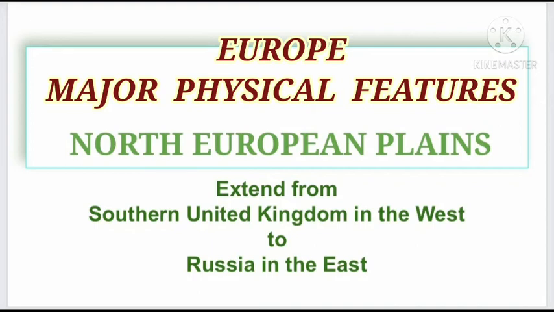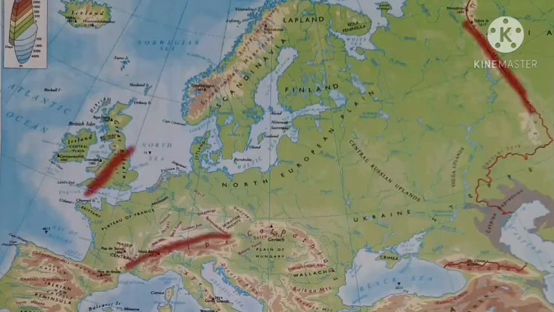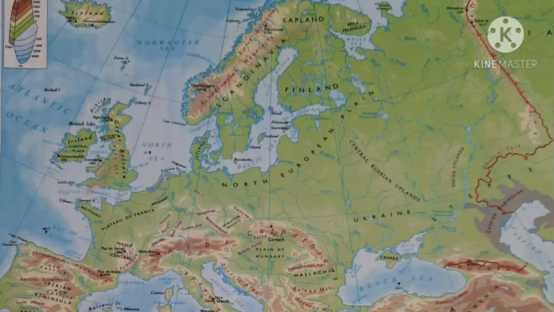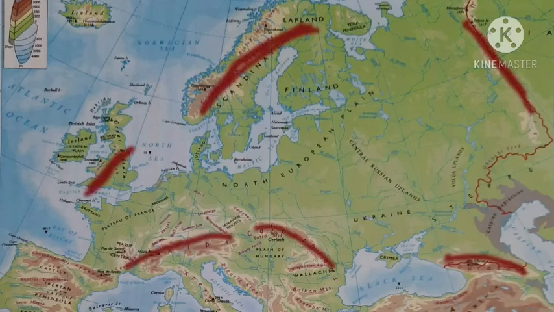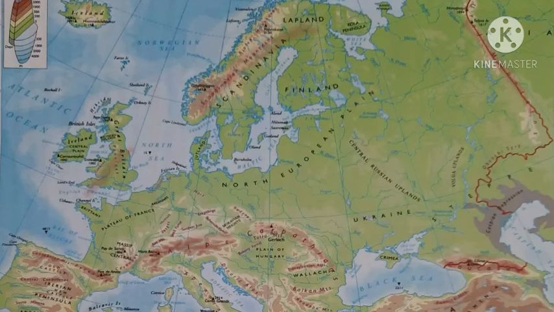It extends from southern United Kingdom, that means Great Britain, in the west and extends up to the Russian part. That means when we consider the physical boundary, it extends from the Atlantic Ocean in the west and Ural Mountains in the east. And in the northern boundary, it is White Sea and it extends up to the central highlands in the southern part of the continent.